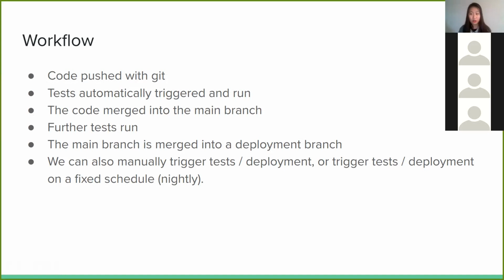First, you push your code with Git, and then tests will be triggered and run. Then the code should be merged into the branch. Then further tests are run if you have more tests. And then this part is delivery. When you merge your main branch into the deploying branch, your code should be copied to your server, so that your end users can see your product. We can also manually trigger test deployment, or trigger test deployment on a fixed schedule, like nightly, fortnightly, like that. Okay.